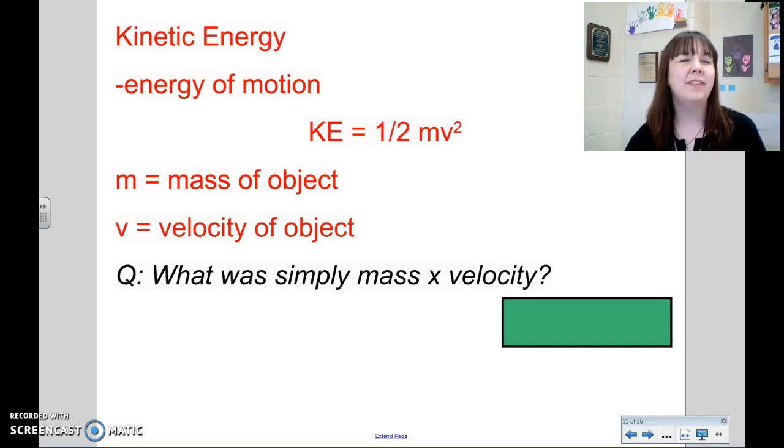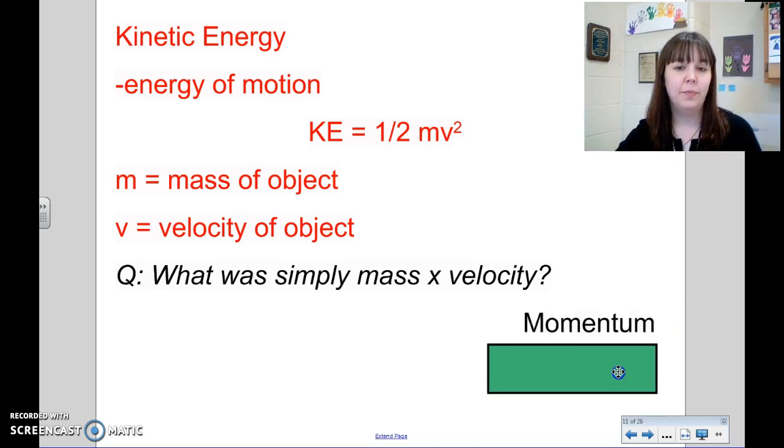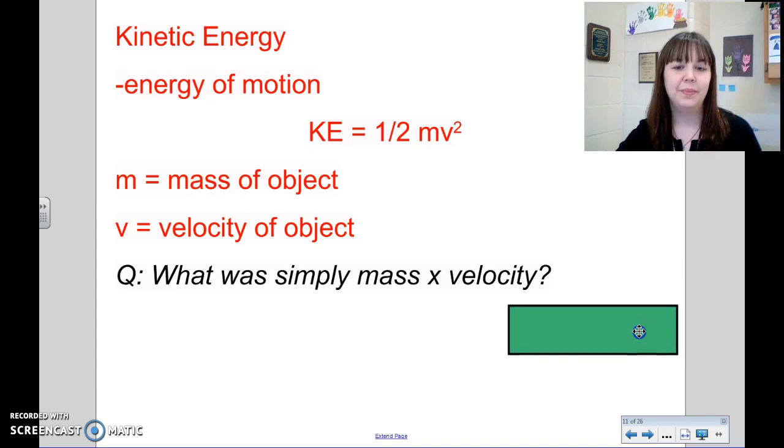Now mass and velocity, we've heard this before. What is very simply mass times velocity? Do you remember? Mass times velocity is momentum. So momentum is related, but not the same thing as kinetic energy.